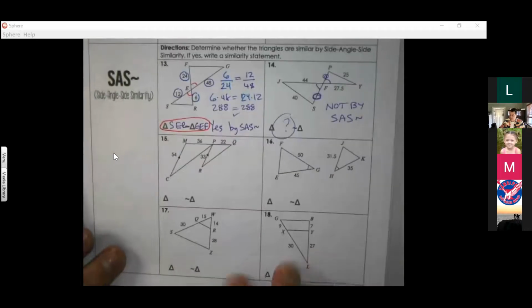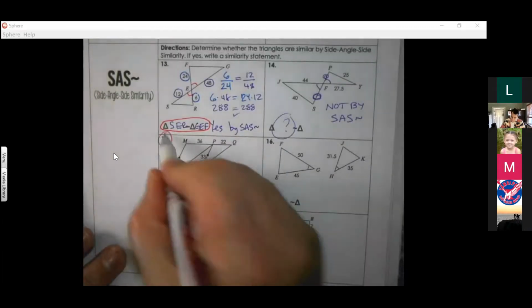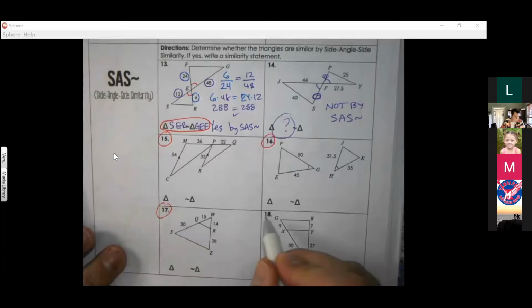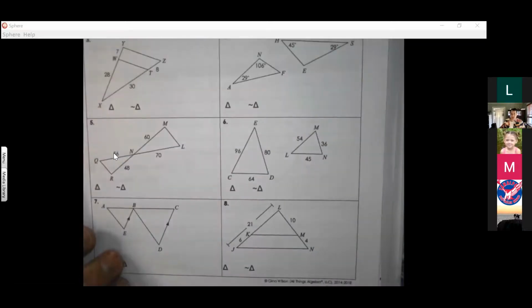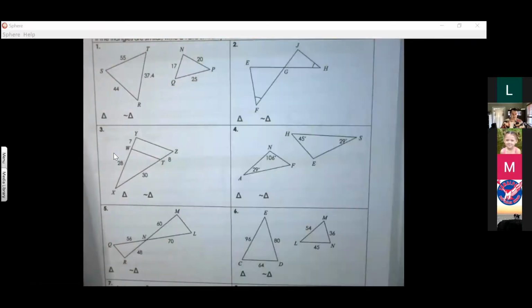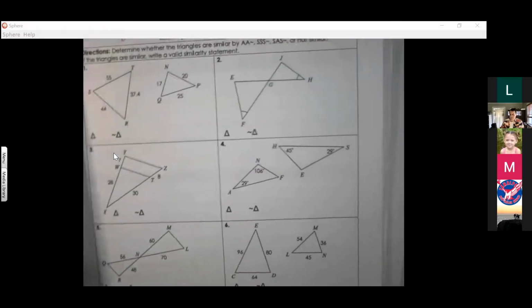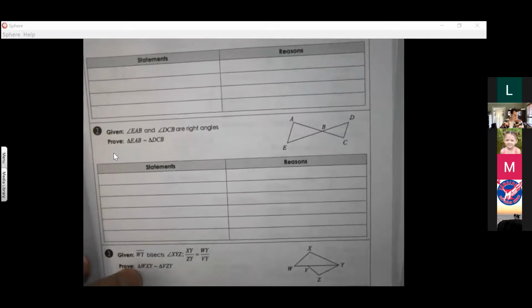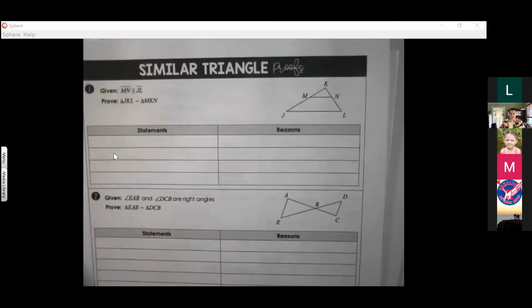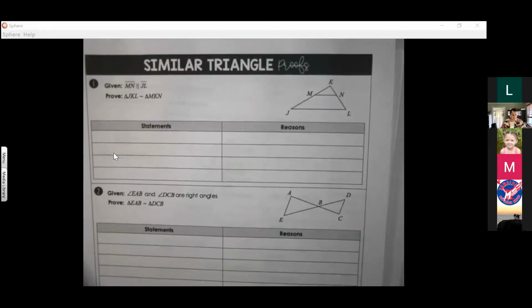I'm going to be leaving these 4 problems along with this page. It's not a 2-page document, it's a 1-page document for you to do as your homework tonight. I want to just go to this next part, which is proving triangles similar. I'm going to walk through this one with you.